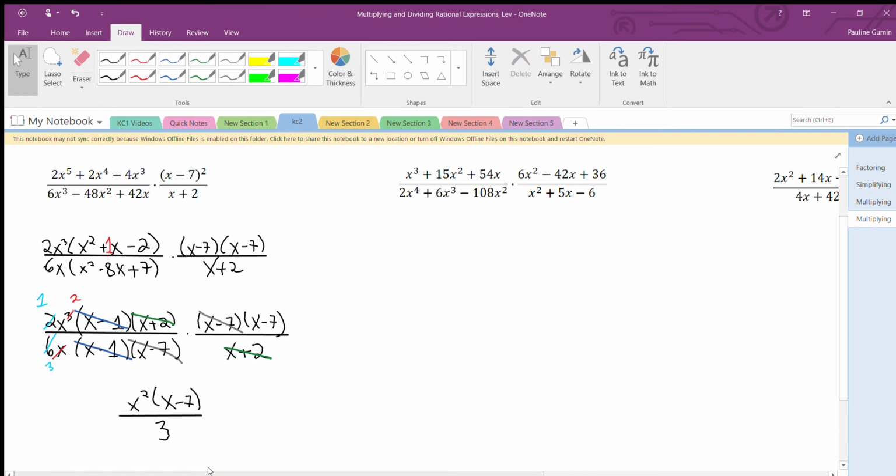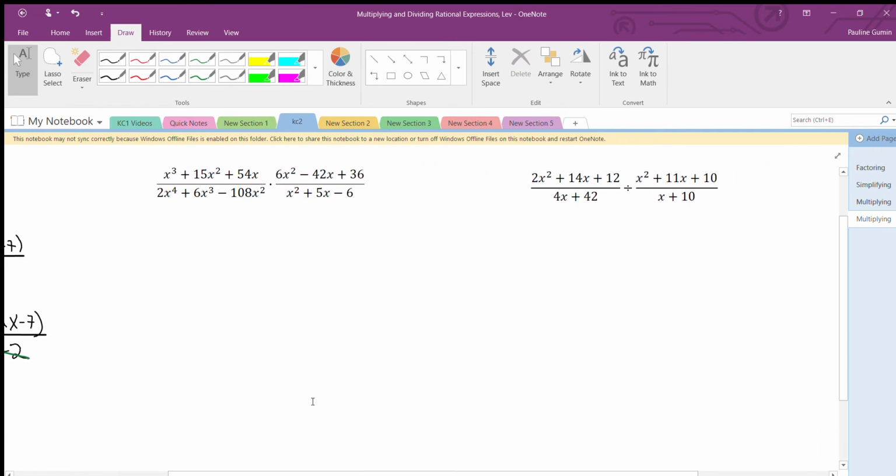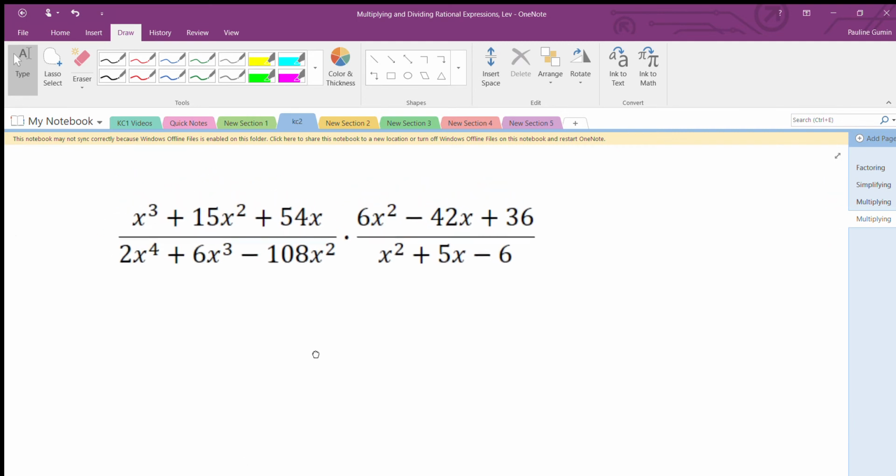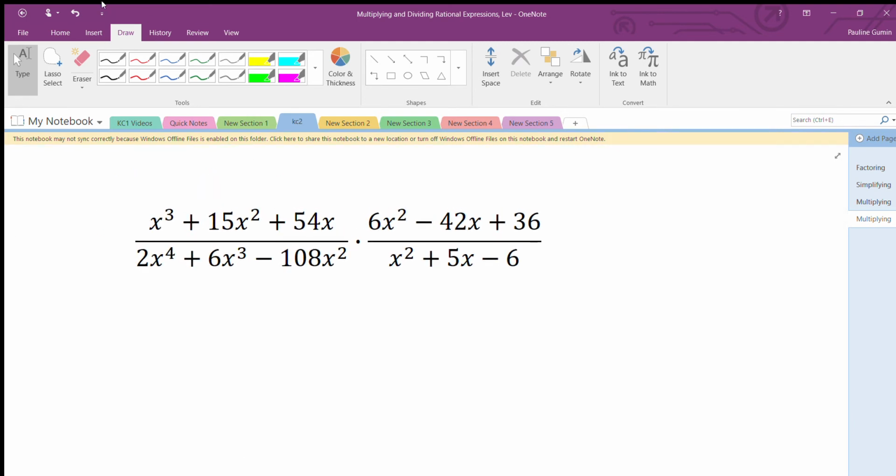Fantastic. Let's continue. Let's do this one too. Okay. One part at a time, one part at a time. Top of the first fraction, I see a greatest common factor of x. Let's factor that out.